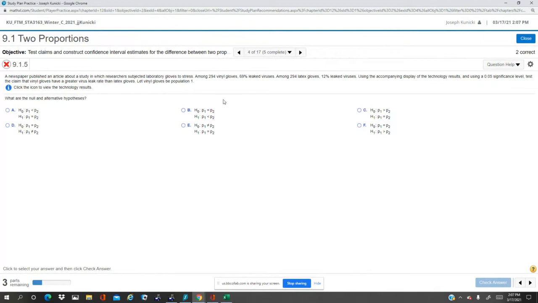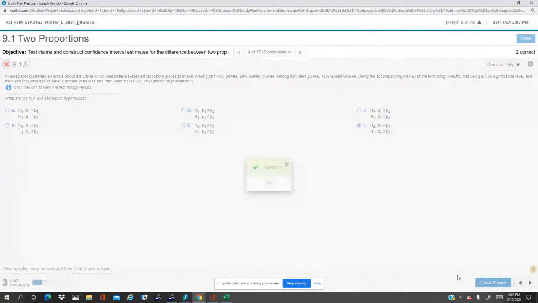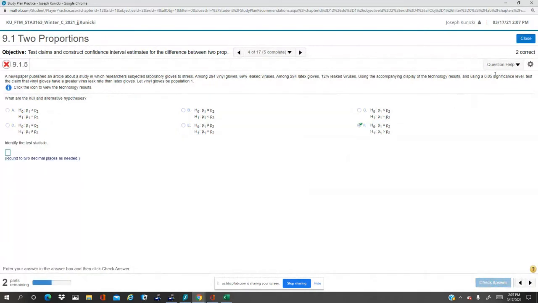The first population is population one. Population one has a greater percentage. So P1 greater than P2 is the claim. The claim that vinyl gloves have a greater percentage, so P1 greater than P2 is the claim. That'll be the alternative. Once again, the null is always equal: P1 equals P2. Now we've got to find the test statistic.